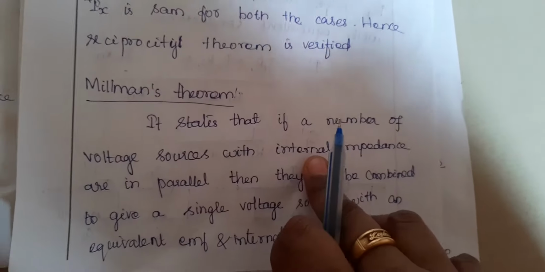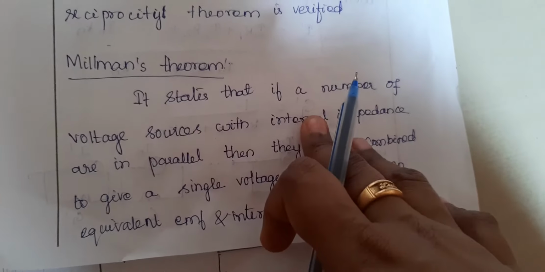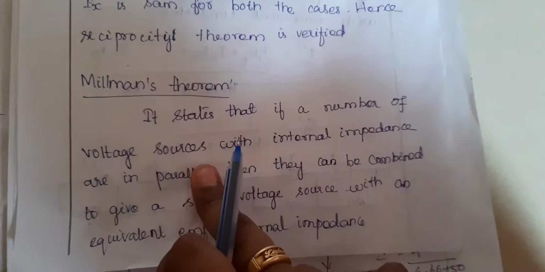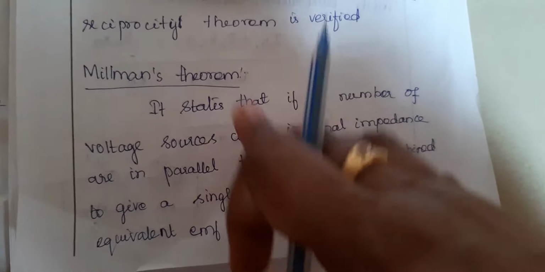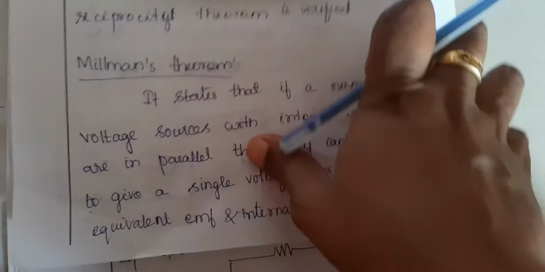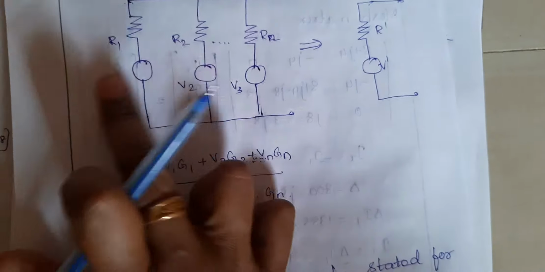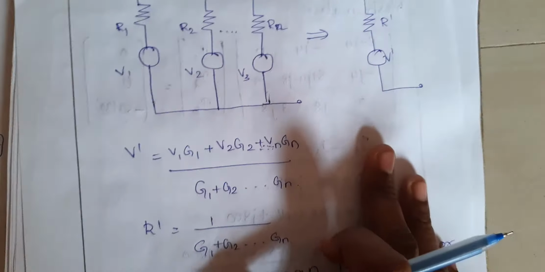So next is Millman's theorem. What do we mean by Millman's theorem? There will be a number of voltage sources with internal impedance. The internal impedance will be in series with the voltage source. Or if they are in parallel, they can be combined, and we can bring them to a single voltage source equivalent, with an EMF and an internal impedance. So when there are many voltage sources with internal impedance, it reduces to a single voltage source with a series resistance.